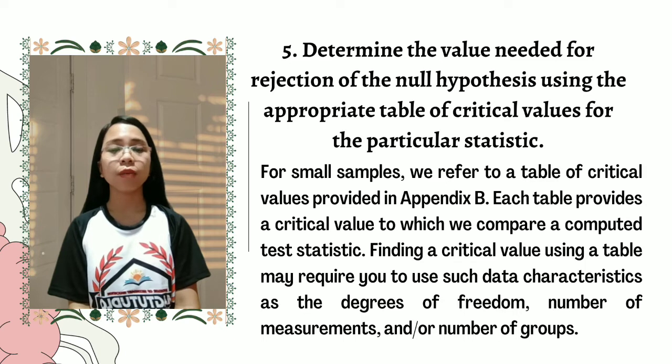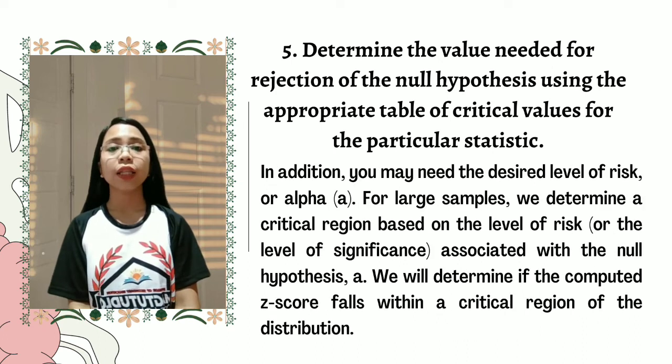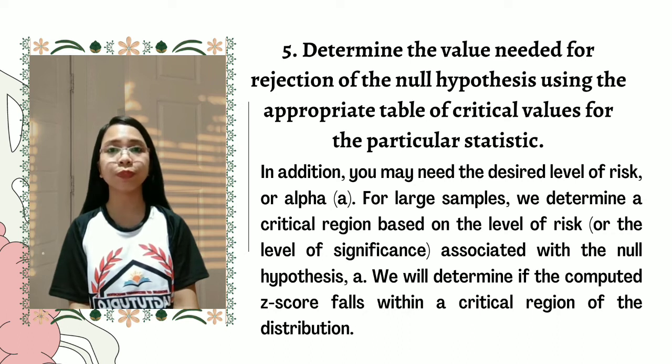So what do we mean by the degrees of freedom? The number of independent values that can be estimated by a statistical study is referred to as degrees of freedom. It's also known as the number of possible values while estimating parameters. In addition, you may need the desired level of risk, or alpha. For larger samples, we determine a critical region based on the level of risk or the level of significance associated with the null hypothesis. We will determine if the computed z-score falls within a critical region of the distribution.